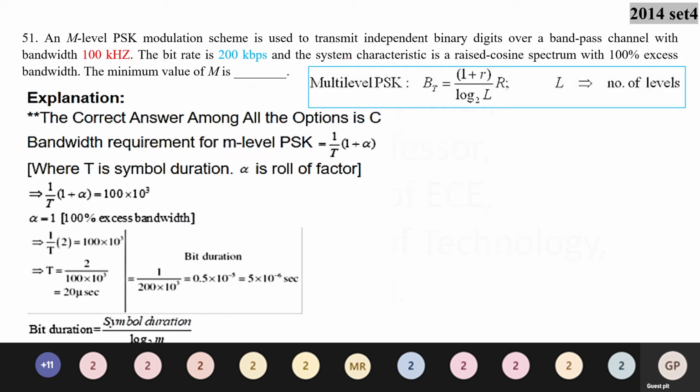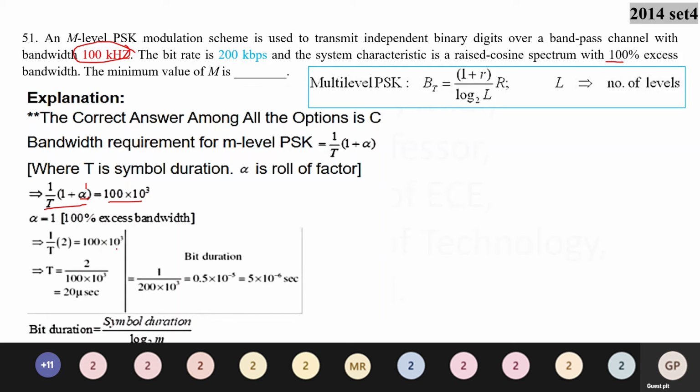The bandwidth requirement for M-ary PSK is 1 by T of R, which we can take as 1 by T, so 1 by T of (1 plus alpha). Once you substitute, alpha is 100%, which is given in the question. So 100 into the bandwidth that you have to write. We can write it as 100 into 10 to the power 3, the bandwidth of the channel requirement. As a result, once you equate the formula with the given data in the question, for alpha equal to 100% you get 1 by T of 2 equal to the bandwidth, that is 100 kilohertz.